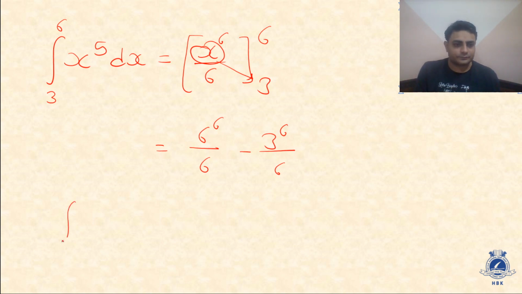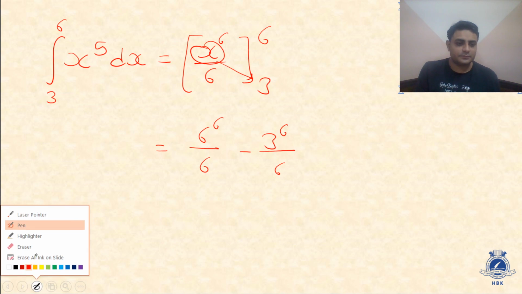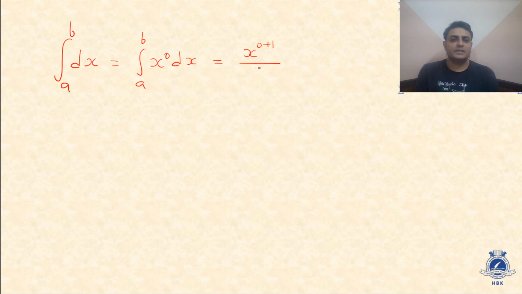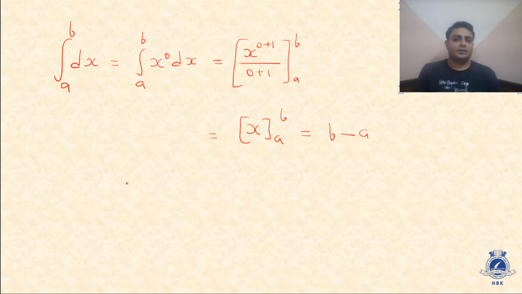Similarly, we have a special case for formula number 1: integration dx from a to b. Okay, nothing is given over here. In that case, we have to assume that there is x raised to 0, and the answer will be x raised to 0 plus 1 upon 0 plus 1 from a to b. The further step will lead to, first of all let us solve the bracket thing, x from a to b. That will give, instead of x keep b, we get b, minus, instead of x keep a, we get minus a. Okay, so this is a special case.